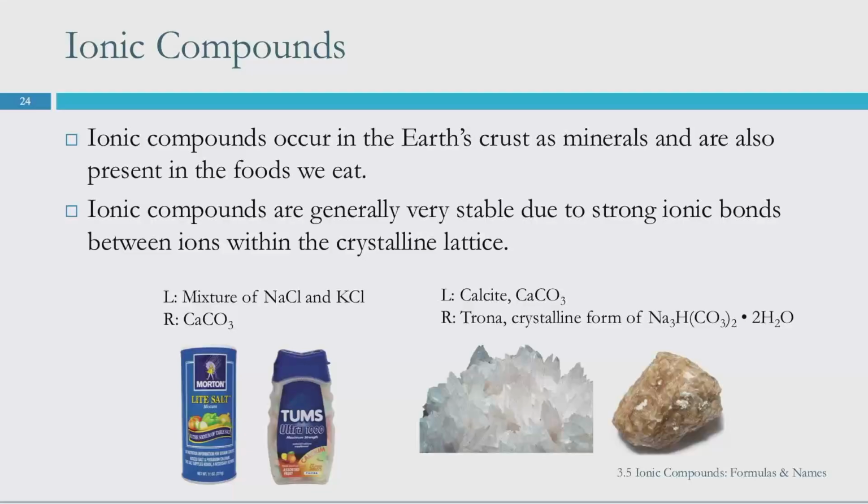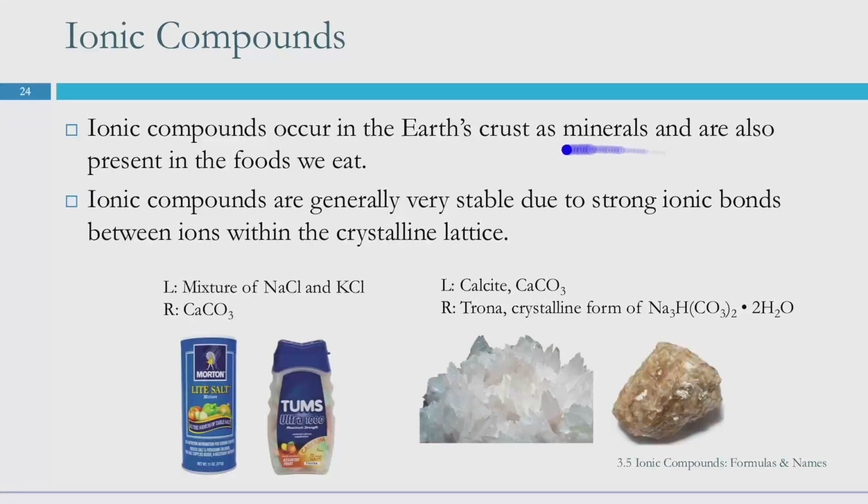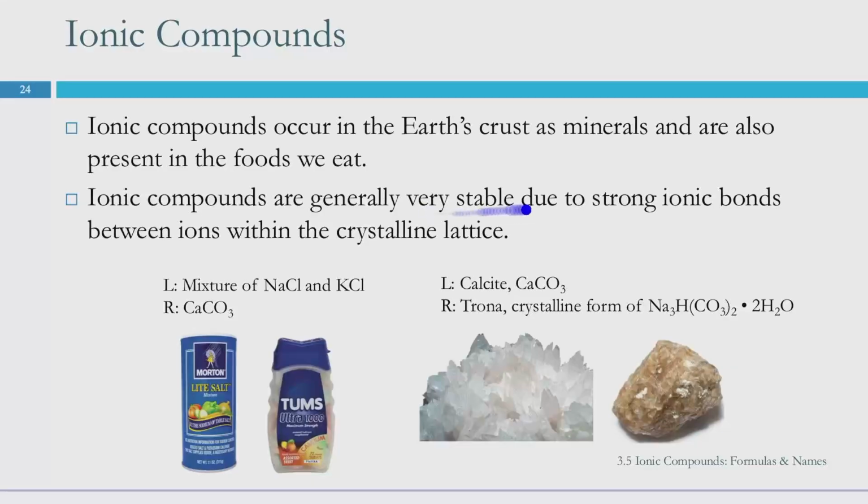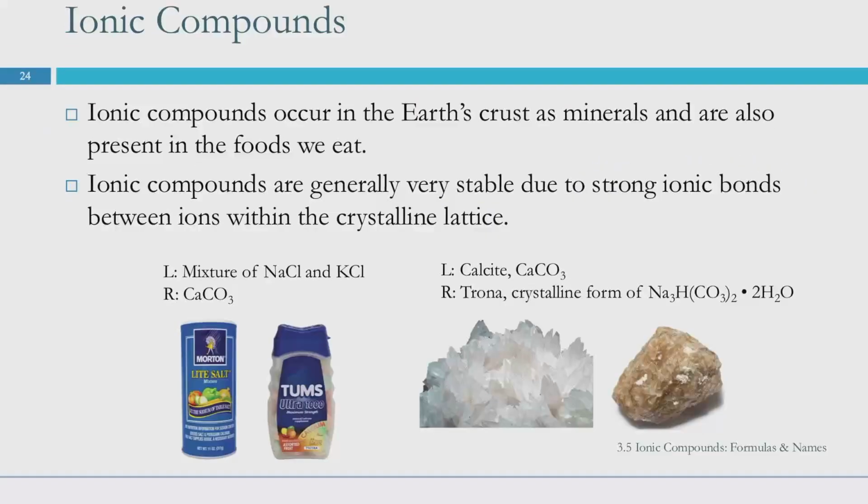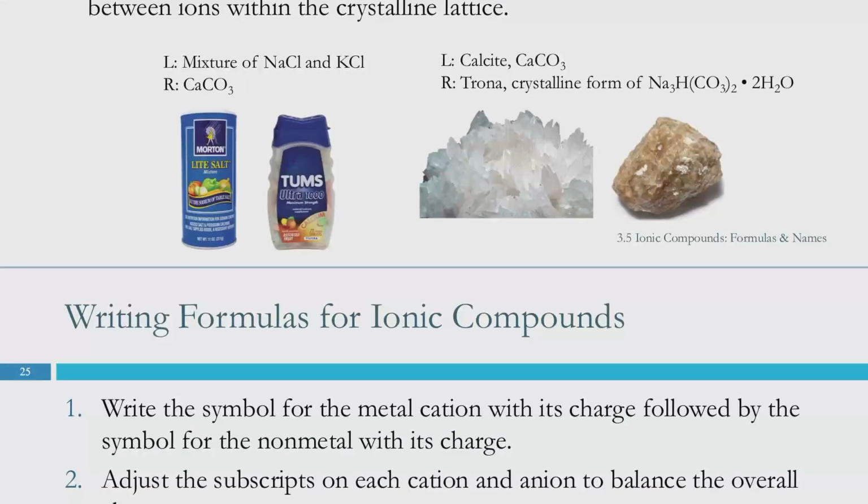Ionic compounds show up a lot of different places. Minerals, they're also in some of the foods that we eat. If your water dries out, it leaves behind residue. That residue has a lot of ionic compounds in it. They tend to be very stable. They've got really strong ionic bonds between the positive and negative charges.